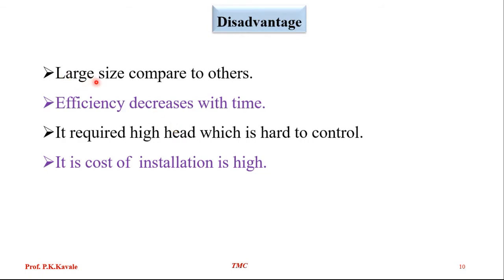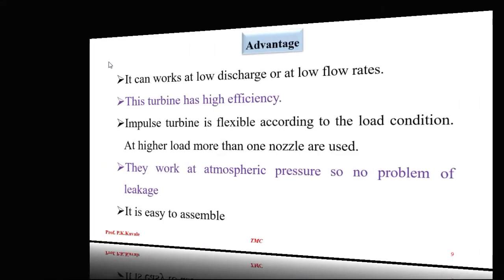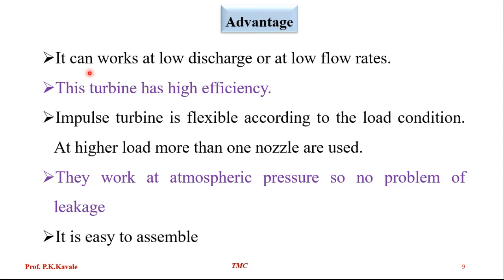So what are the advantages of the Pelton wheel? It can work at low discharge or low flow rate. This turbine has high efficiency. Impulse turbine is flexible according to the load conditions. At higher load, more than one nozzle is used. They work at atmospheric pressure, so there is no problem of leakage. It is easy to assemble.